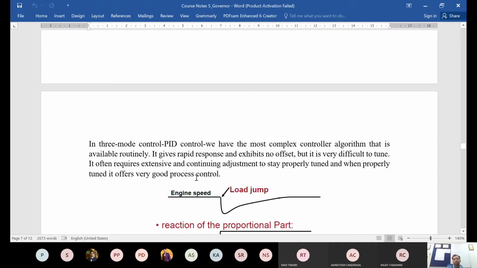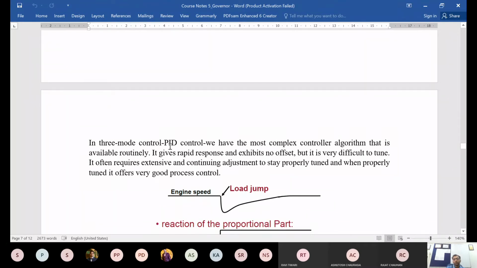It often requires extensive and continuing adjustment to stay properly tuned. But when it is properly tuned, it offers very good process control. So PID is the state of the art in terms of these three control mechanisms. Usually PID is the most preferred one. And if you want a simpler version in terms of the complexity of the control loop, then PI might be the second best option.